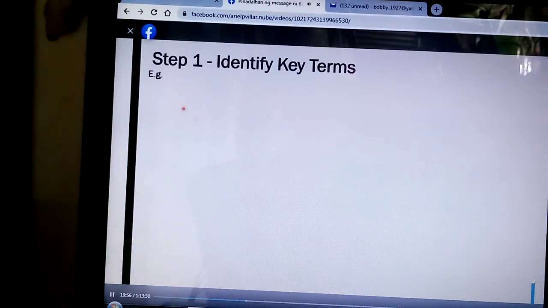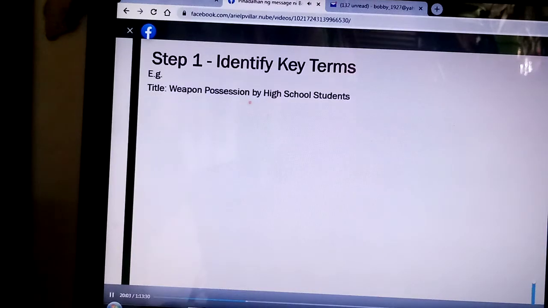So, we do step number 1, identify the key terms. Okay? So, how do we do that? Of course, we should have the title. Ito po, sample ng title natin, Weapon Possession by High School Students. So, my question is, when we do review of related literature, maghahanap na tayo ng review of related literature. So, nasa ang key terms, no?